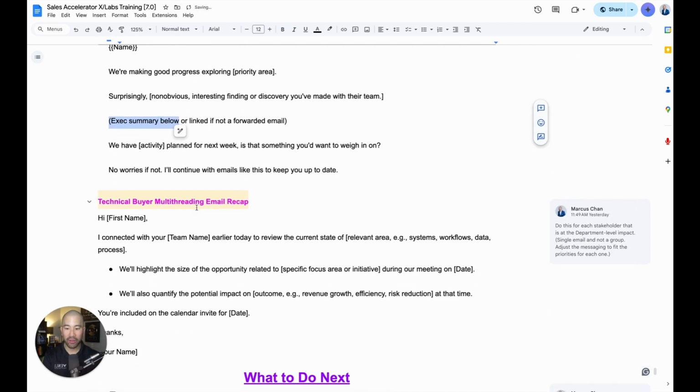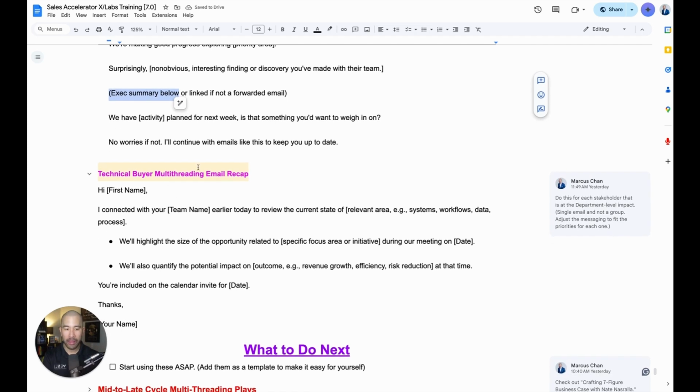All right. Next is the technical buyer multi-threading email recap. So, "Hi, first name. I connected with whoever earlier on your team to review the current state of whatever area." Okay. And then you're listing what's going to happen on the next call. "Hey, we'll highlight the size of opportunity related to the specific focus area initiative on this date. We'll also quantify the potential impact of all the time you're including on the date too. Thanks." We're just looping them in. This is very powerful if they were not part of that call.